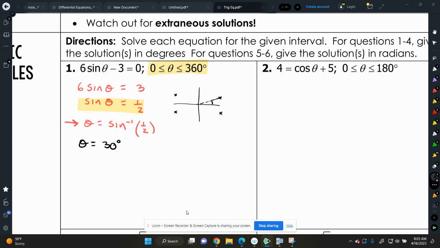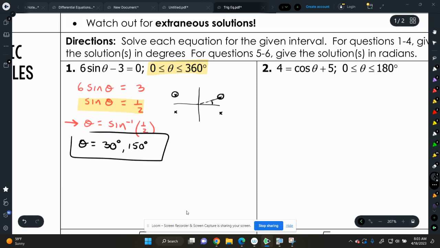How about at 150? Is the sine 1/2? No? Oh, yes, it is. I'm sorry. It's positive there, 150. How about at 210? No, because it's negative, right? So yes, yes, no. How about at 330? No, because it's negative. So there's my answer.